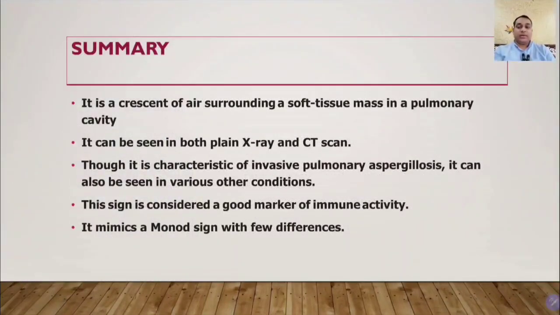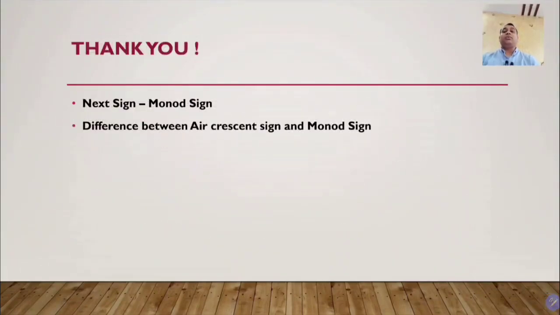In summary, what we have discussed today is that the air crescent sign is a crescent of air surrounding a soft tissue mass in a pulmonary cavity. It can be seen on both chest X-ray as well as on CT scan. Though it is characteristic of pulmonary aspergillosis, it can also be seen in various other conditions. We have already discussed those conditions in which the air crescent sign is present. This sign is considered a good marker of immune activity and it mimics the Monad sign with a few differences. So this is all about the air crescent sign.